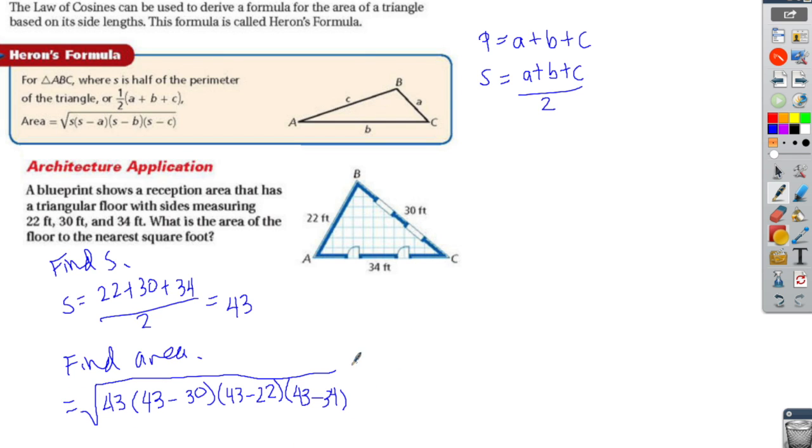If you don't, that's not the area yet. And once you find the square root and round to the nearest tenth, or sorry, in this case, nearest square foot, it will be at 367 square meters. All right, so just by using the side lengths and finding half of the perimeter, you're able to tell the area of a given triangle.